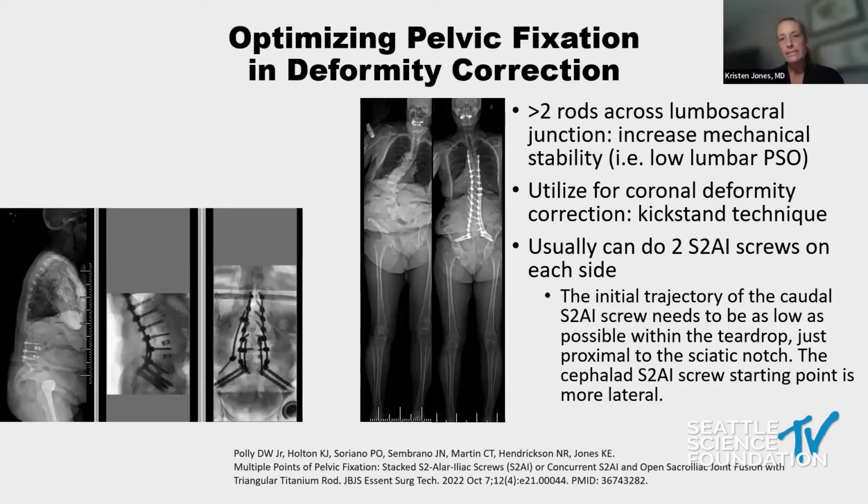So basically, optimizing pelvic fixation in your deformity corrections, again, consider when it might be helpful to have more than 2 rods across the lumbosacral junction and hooked to more than 2 points of pelvic fixation. We've already talked in detail about the kickstand rod, and there's a very nice demonstration of that. That's very important, particularly as I am demonstrating here in these pictures.